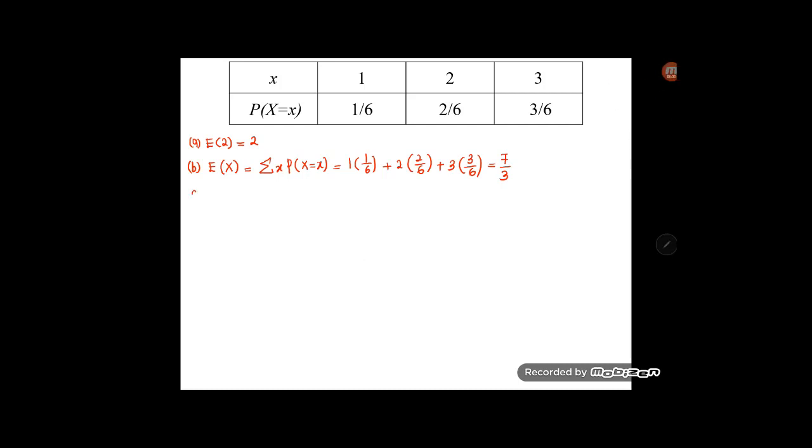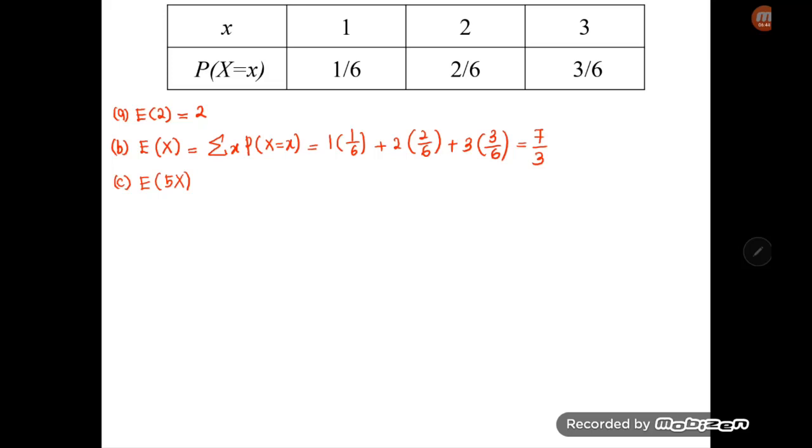So C, expectation of 5X. From the properties, we know that we can bring the constant outside, then we will get 5 times the expectation of X. We already worked out the expectation of X, which is 7 over 3. So now we can just multiply the constant, which is 5, with the expectation, which is 7 over 3. Then we will get 35 over 3.